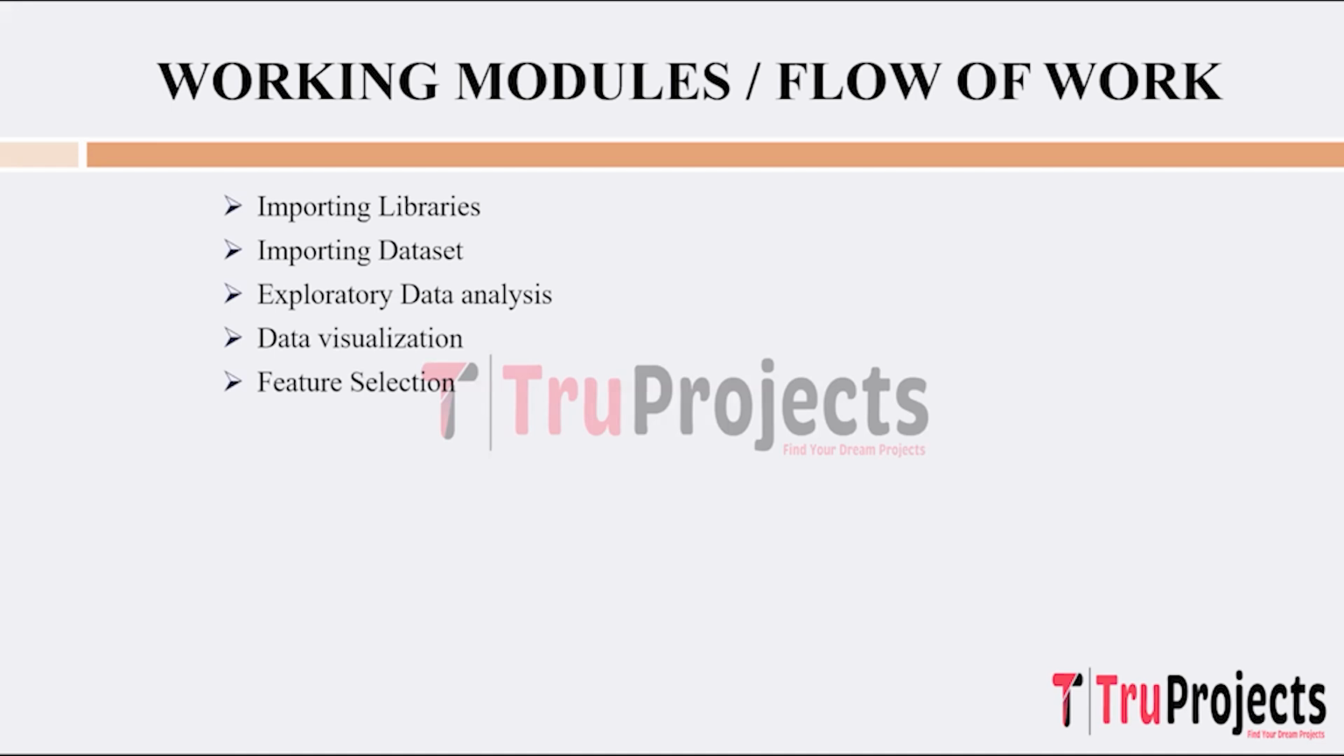Feature selection. Feature selection involves identifying the most relevant variables that contribute significantly to the prediction task. Techniques such as correlation analysis, feature importance ranking, and dimensionality reduction methods like PCA, principal component analysis, can be employed. Selecting informative features helps improve model performance and reduces computational complexity.